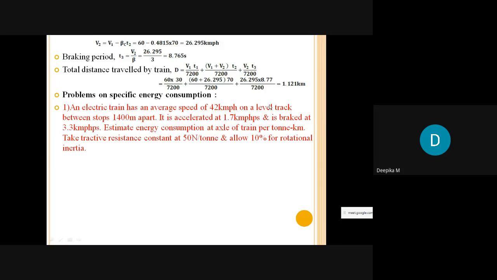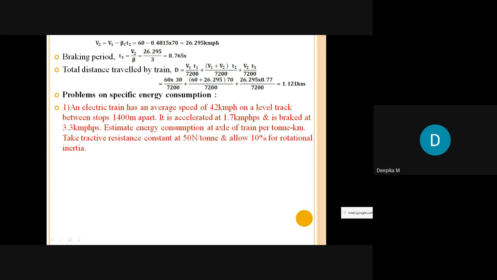An electric train has an average speed of 42 km per hour on a level track between stops 1400 meter apart. It is accelerated at 1.7 km per hour per second and is braked at 3.3 km per hour per second. Estimate the energy consumption at the axle of the train per ton kilometer. Take tractive resistance constant at 50 Newton per ton and allow 10% for rotational inertia. So read out the problem again.